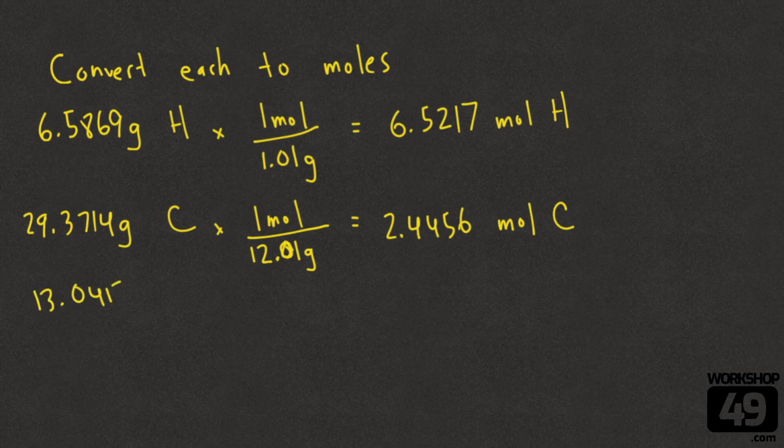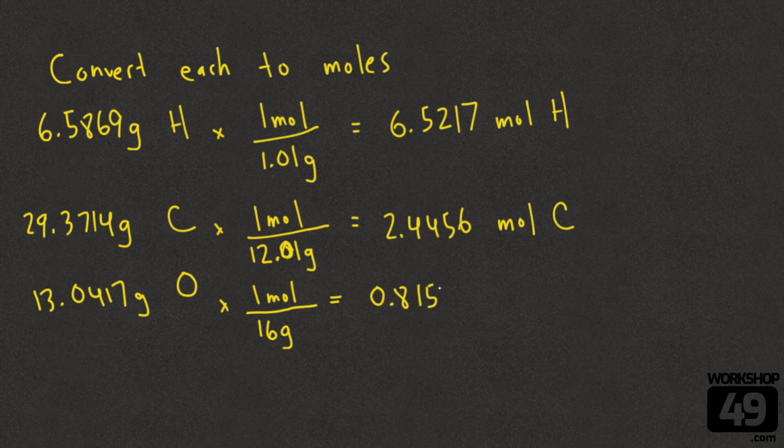One more stoichiometry calculation. We take that known mass of oxygen, 13.0417 grams of oxygen. To convert that into moles, we multiply it by 1 mole divided by the molar mass of oxygen from the periodic table. It's exactly 16. That's going to equal 0.8151 moles of oxygen. We are almost done.